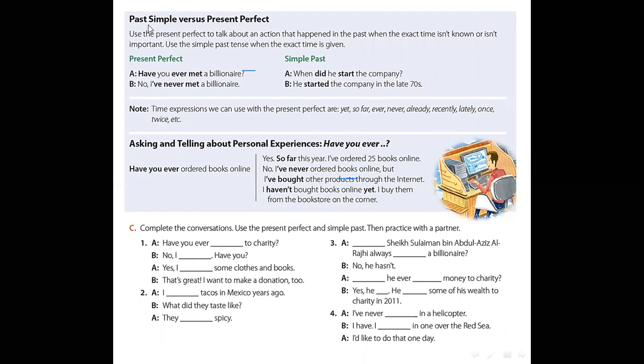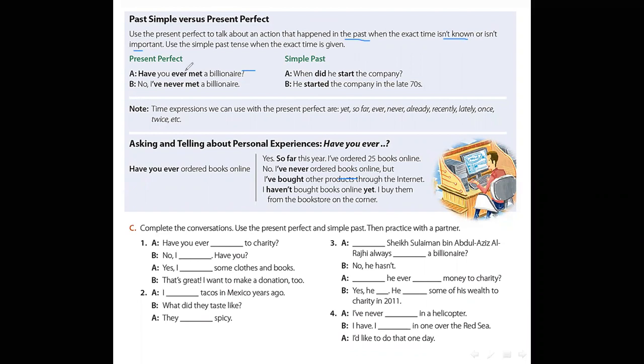What's the difference between past simple and present perfect? Use the present perfect to talk about an action that happened in the past when the exact time isn't known or isn't important. But what about the past simple? We use the past simple tense when the exact time is given. When the exact time is given.